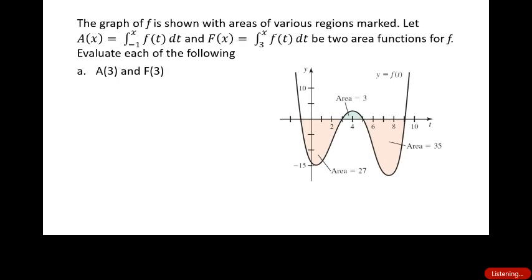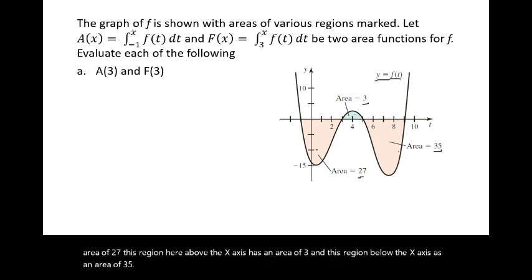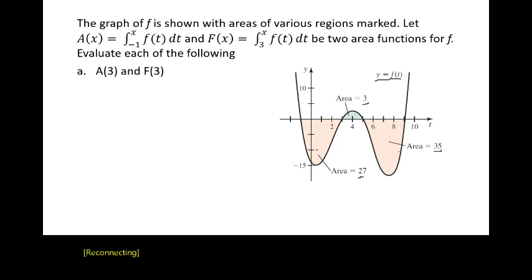Just to give you a sense of what these area functions do, we have here the graph of y equals f of t, and we have various regions that are given. This region below the x-axis has an area of 27. This region above the x-axis has an area of 3, and this region below the x-axis has an area of 35. Remember that any regions that are below the x-axis are going to have negative areas. And we have two different area functions.